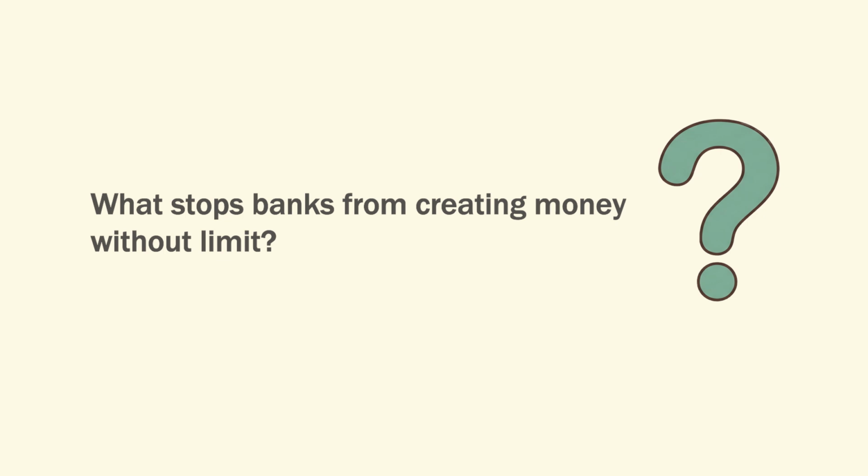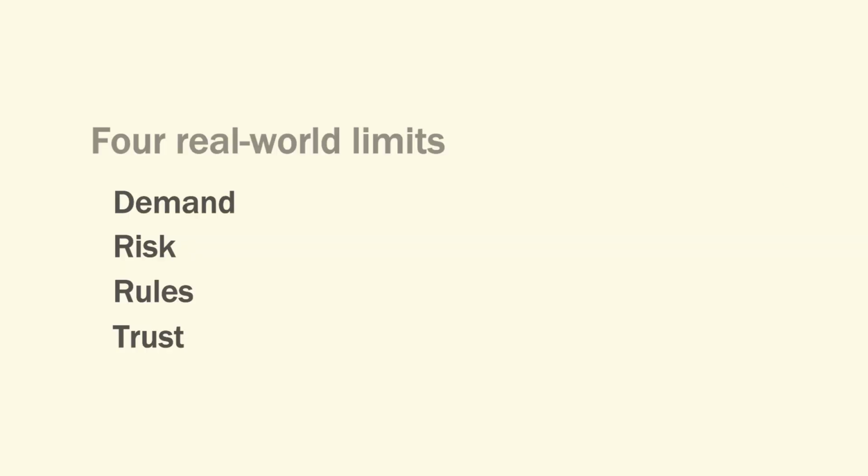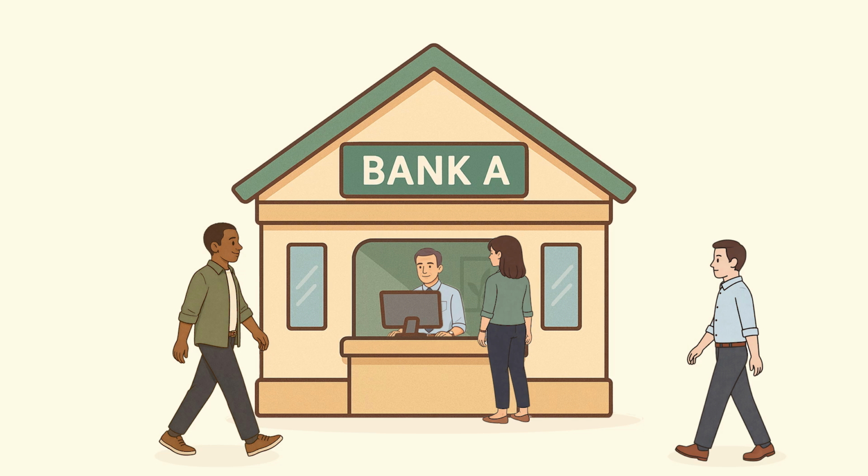This leads to one more question. If banks can make and delete money this way, what stops them from creating money without limit? In the real world, 4 things hold them back. First, people only borrow so much. Adam, Maria, and everyone else usually take loans when they need the money and when they think they can pay it back on time, with interest.